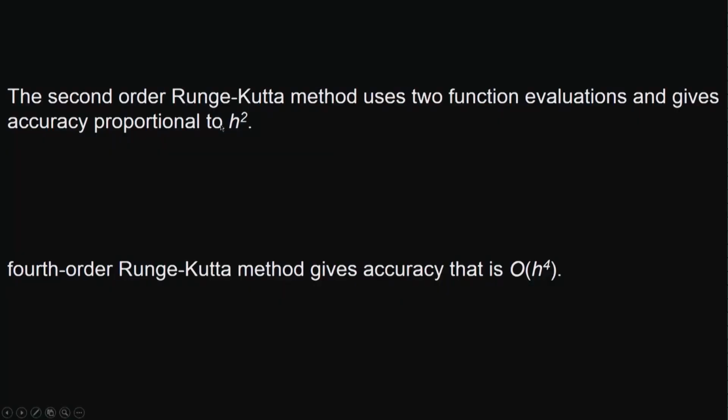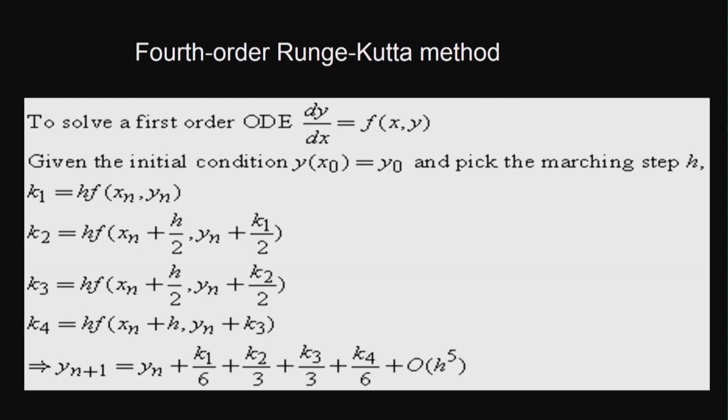So the second order Runge-Kutta method has accuracy proportional to h square, and the fourth order Runge-Kutta method gives accuracy that is proportional to h power 4.